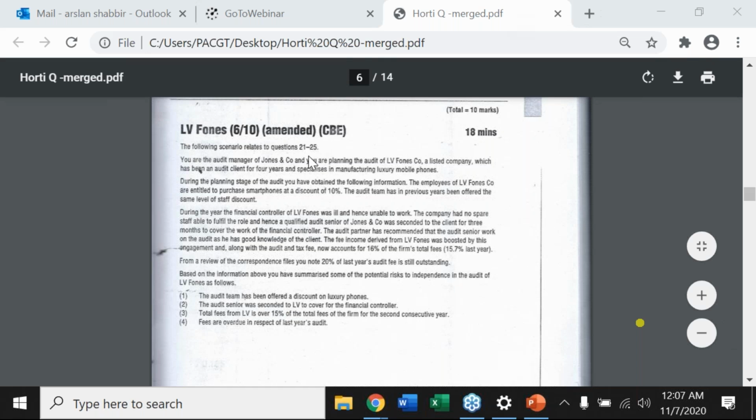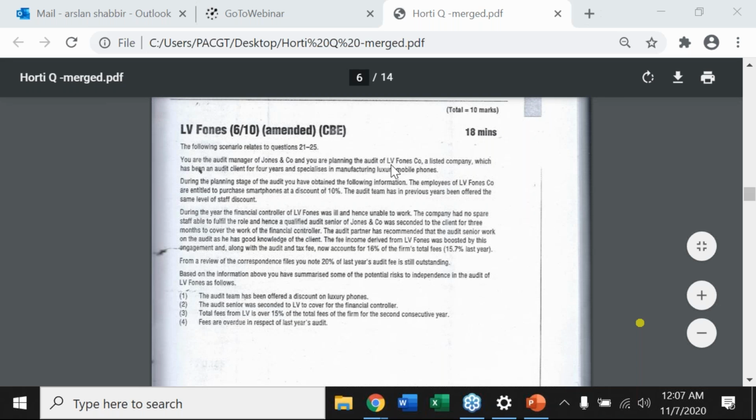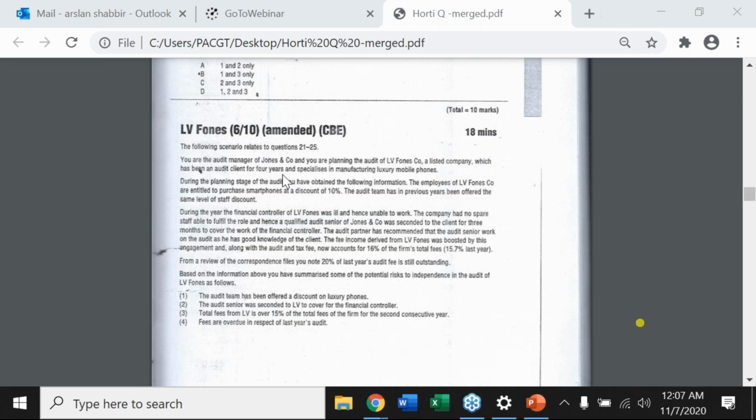The following scenario relates to this. You are the audit manager of Jones and Company, and you are planning the audit of LV Phones, a listed company, which has been an audit client for 4 years and specializes in manufacturing luxury mobiles. During the planning stage of the audit, you have obtained the following information. The employees of LV Phones Co. are entitled to purchase smartphones at a discount of 10%.